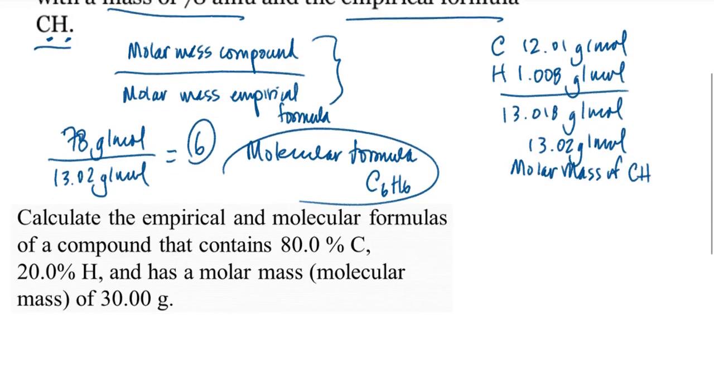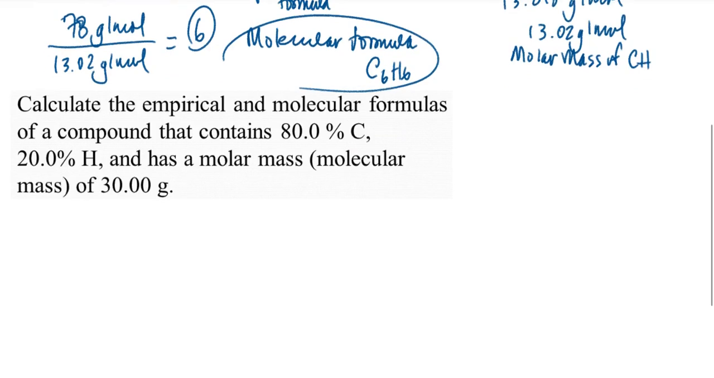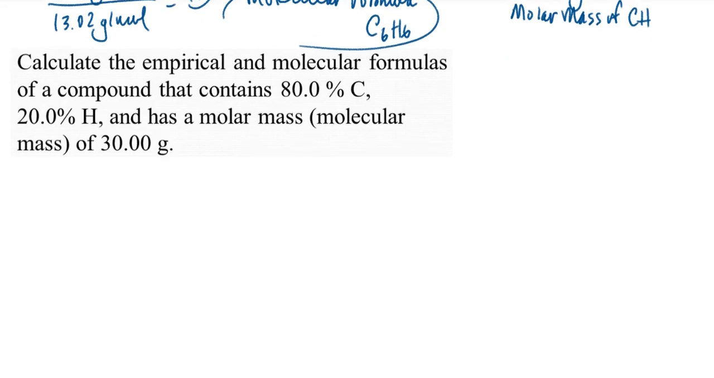Okay, but what if they don't give you the empirical formula outright and you have to find it? Well, the good news is we already have some idea of how to find an empirical formula. And so we would just go ahead and use our procedures from the last section to find the empirical formula, and then do the comparison of molar masses once I have the empirical formula in hand. So here I'm told that I have a compound that's 80% carbon and 20% hydrogen, and it has a molar mass of 30 grams. And they want me to find both the empirical and the molecular formulas.